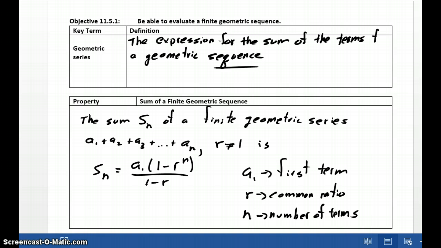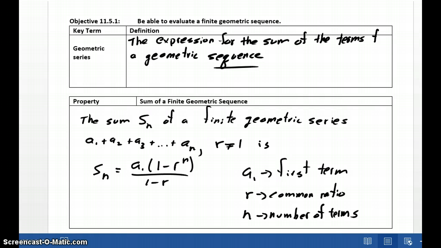Chapter 11, Section 5 deals with geometric series. Geometric series is the expression for the sum of the terms of a geometric sequence. The sum of a finite geometric series, S sub n, of a finite geometric series, a sub 1 plus a sub 2 plus a sub 3 plus ... plus a sub n, where r cannot equal 1, is given by this formula.